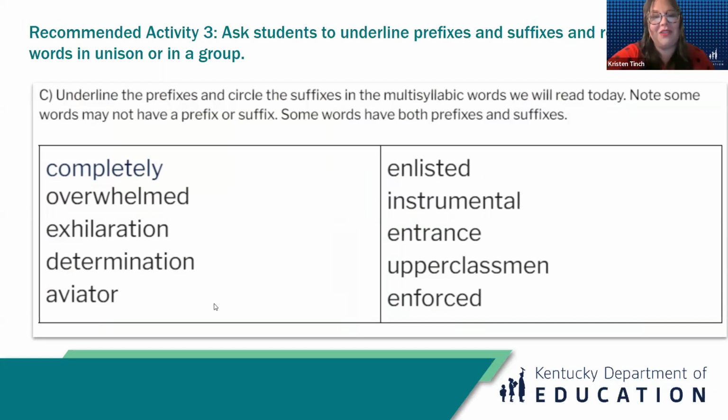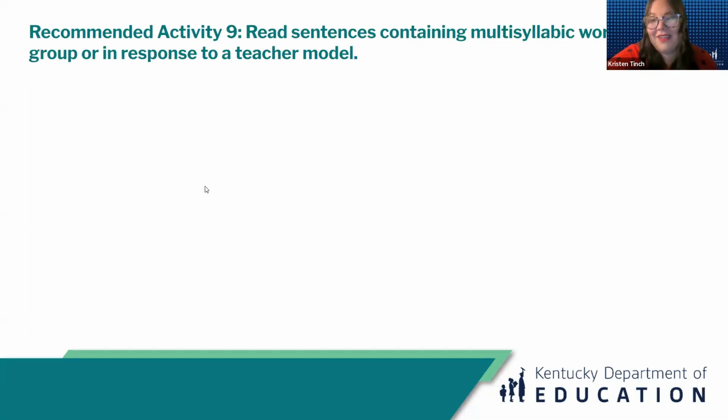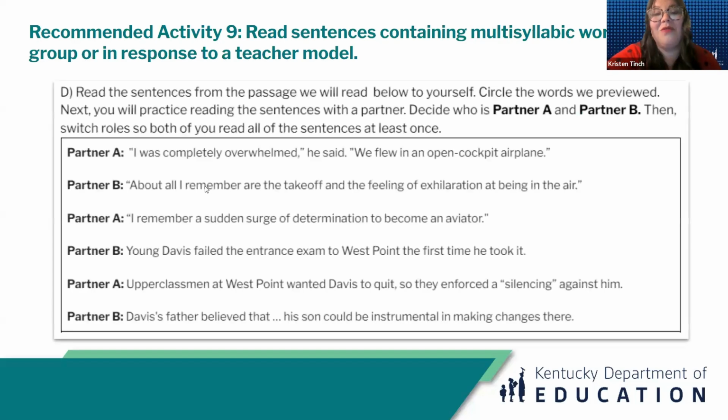If we have an already adopted curriculum, we're just asking students to underline the prefixes and circle the suffixes. And this is very quick for the student, and it's also supporting everybody in breaking down the words into those meaningful parts without insulting anybody's intelligence, right? Everybody's doing this. Another activity that's recommended from the IES guide is to read sentences containing multisyllabic words.